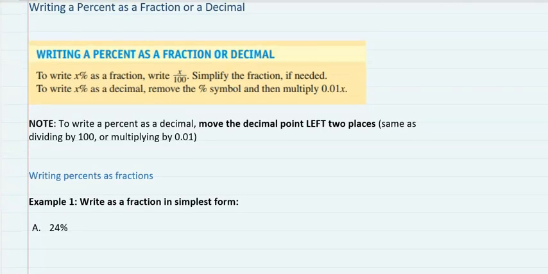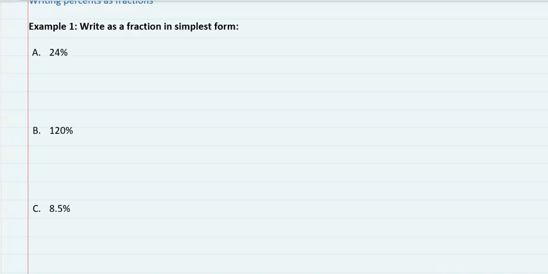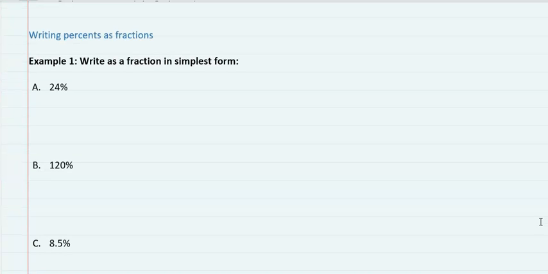So we're going to start by writing percents as fractions. I've got a few that I'm going to do first, and then I'll have some for you to try. So we're going to do example 1. 24% is written as 24 per 100. Remember that 24 is 4 times 6, and 100 is 4 times 25. So the 4s are going to divide out, and you're going to get 6/25. So this is going from a percent to a fraction.